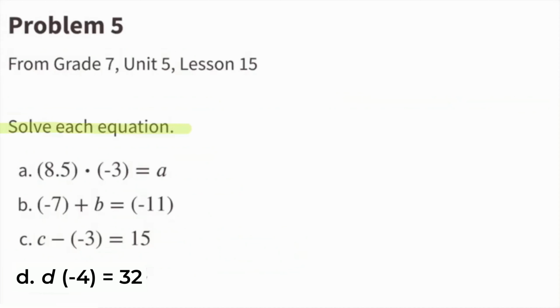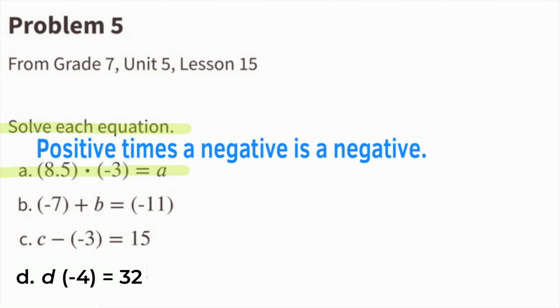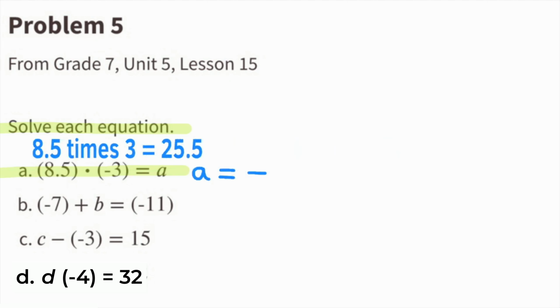Number 5. Solve each equation. A. 8 and 5/10 times -3. Well, a positive times a negative is a negative. So 8 and 5/10 times 3 is 25 and 5/10. So A equals -25 and 5/10.